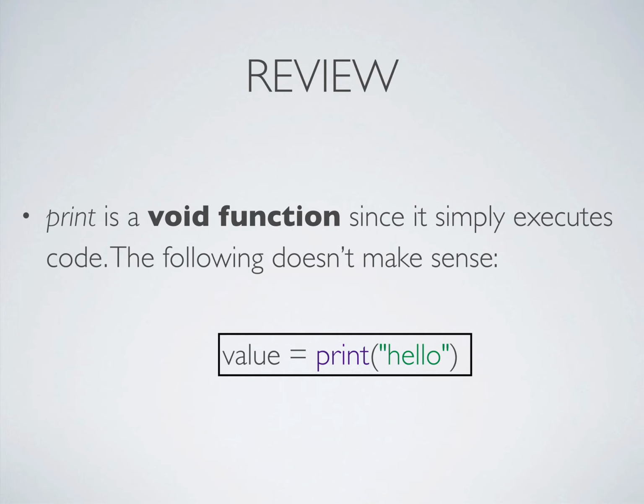On the other hand, print is a void function. It just runs code, just displays stuff to the screen, so it doesn't really make sense to have print on the right hand side of an assignment statement. So an easy way to check whether a function is a value returning function or a void function is to make a function call to that function and put that function call on the right hand side of an assignment statement. If it doesn't make sense, it's probably a void function. If it makes sense to be there, it's probably a value returning function.